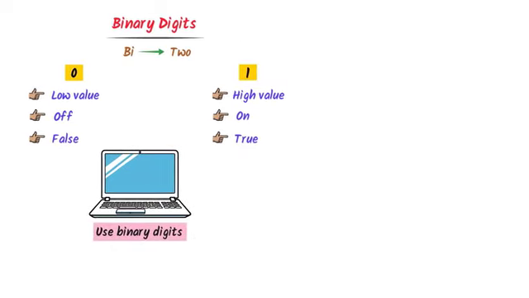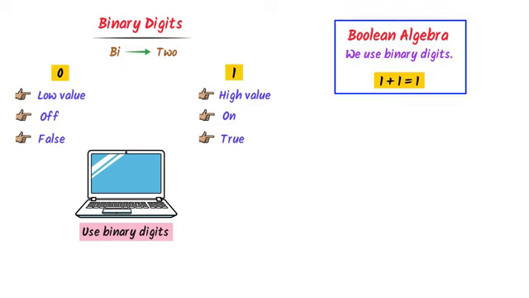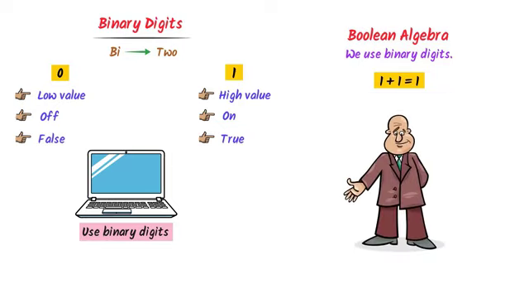Now I will teach you the basic concept of Boolean algebra only in one statement. In Boolean algebra, we use binary digits and 1 plus 1 is equal to 1 because there is no other digit. Let me repeat it. Hence, if you learn this basic concept, you can easily learn Boolean algebra.